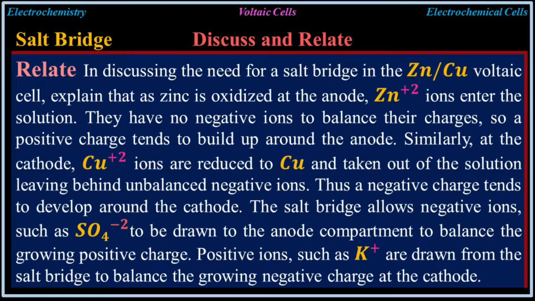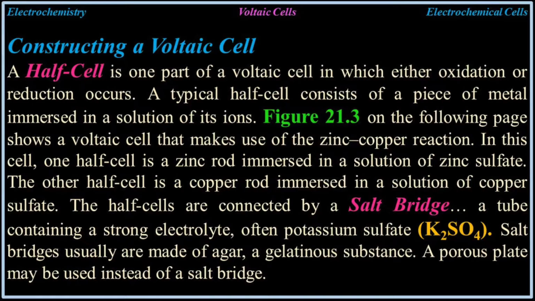The salt bridge allows negative ions such as sulfate to be drawn to the anode compartment to balance the growing positive charge. Positive ions such as potassium are drawn from the salt bridge to balance the growing negative charge at the cathode.